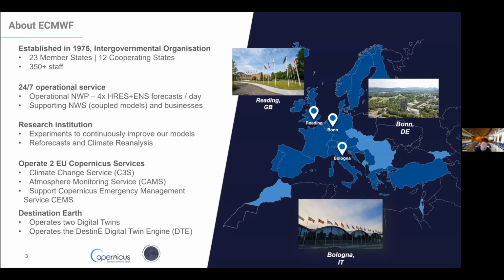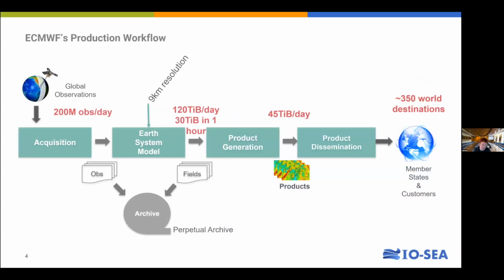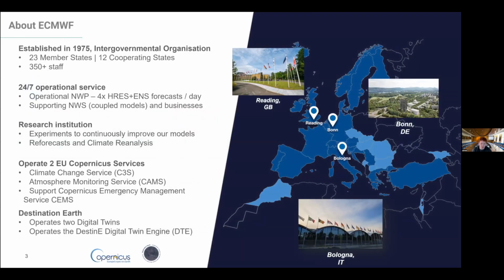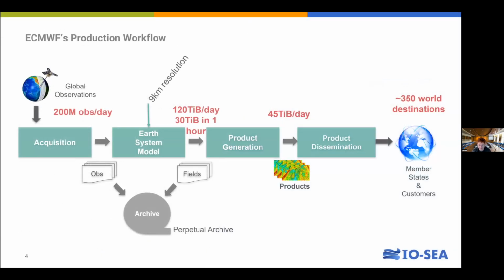We also operate 2 of the EU Copernicus services, the Climate Change Service and the Atmospheric Monitoring Service. And we also support the Emergency Management Service with flood and fire forecasting. We're also one of the major 3 partners in Destination Earth, where we operate 2 of the digital twins, the Weather Extremes digital twin and the Climate digital twin.